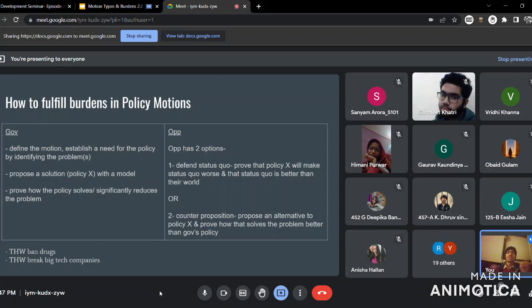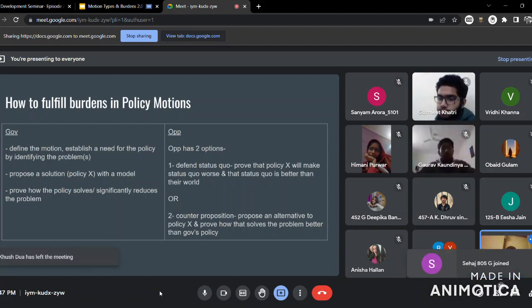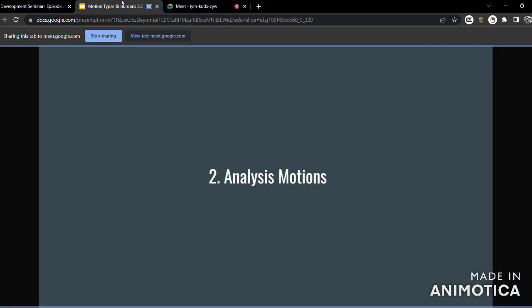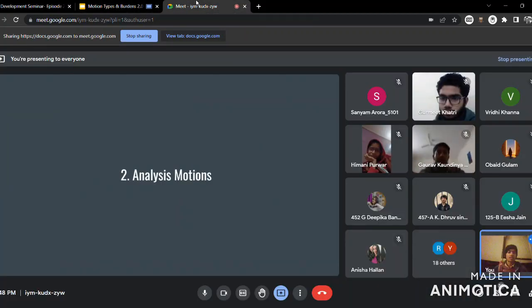What you're required to do in a model, or even in defining the motion sometimes, is tell what exactly you mean by doing this, and in the model you specify how exactly you implement the policy. So that's basically it on policy motions. Before we move forward, just taking a break, does anyone have any doubts with respect to policy motions? I'll wait for 30 seconds.